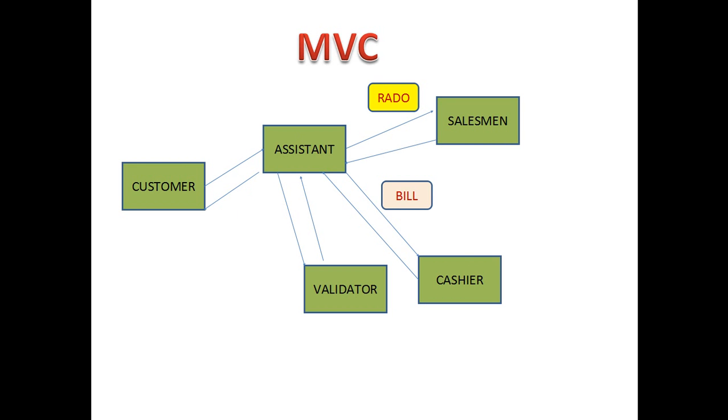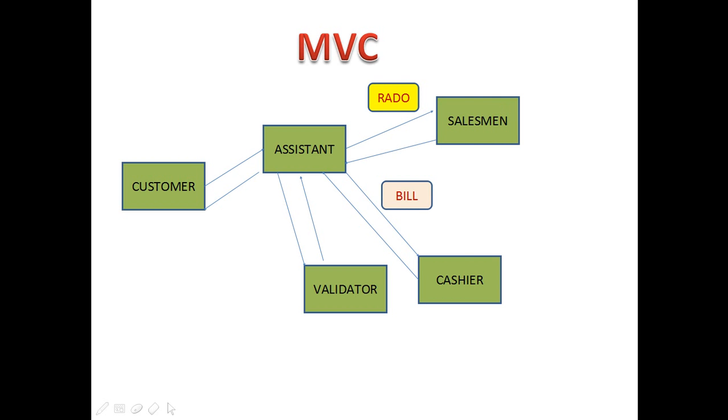The assistant again calls the cashier to do the billing part of the watch, and again the cashier does the billing part, and again it is reverted back to the assistant. So if you see the different aspects, we have something called salesman is a different module, cashier is a different module, and validator is a different module.